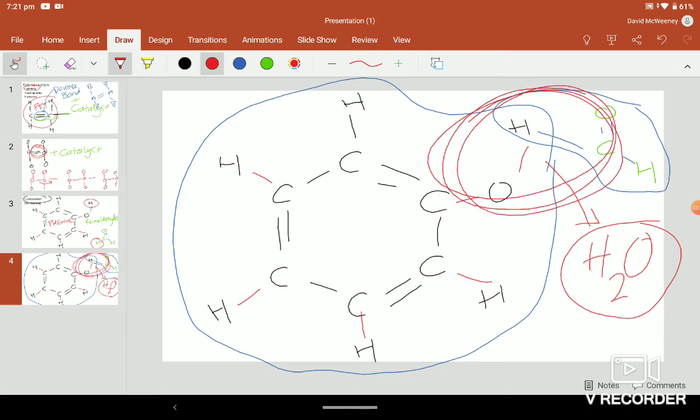Once that hydrogen is gone, they cannot break. They actually cannot separate, because they can't take half a hydrogen each. It's an atom, so they cannot separate. That's your cross link. You have H2O out of it, and that's it. So that's your condensation.